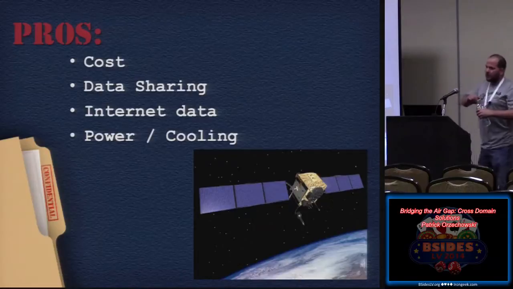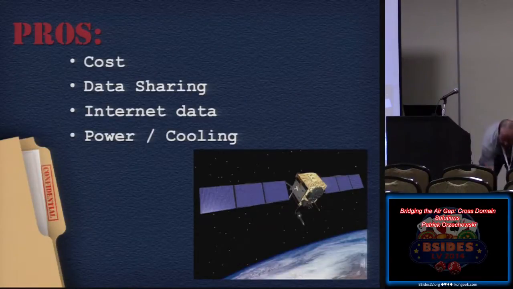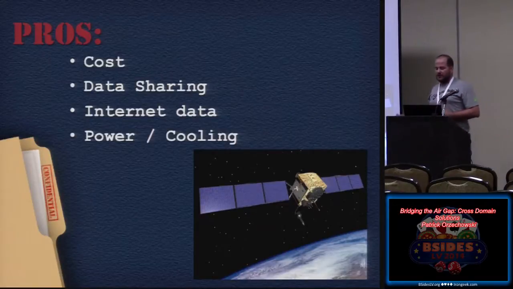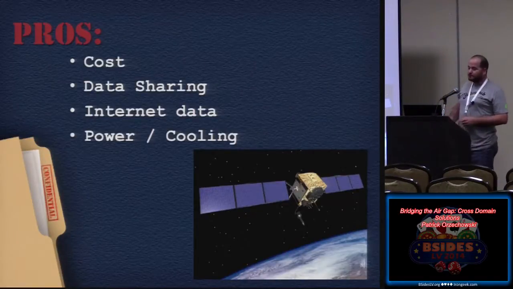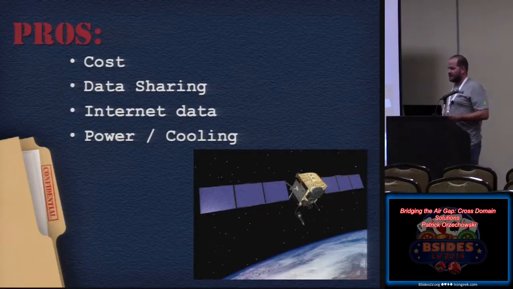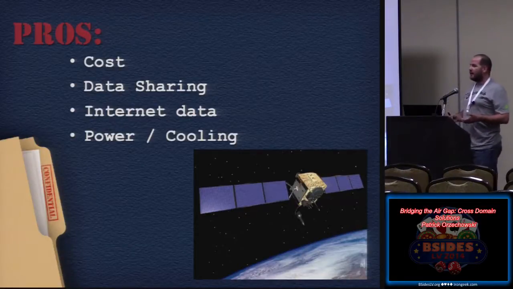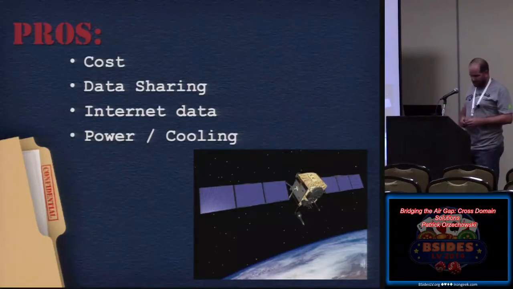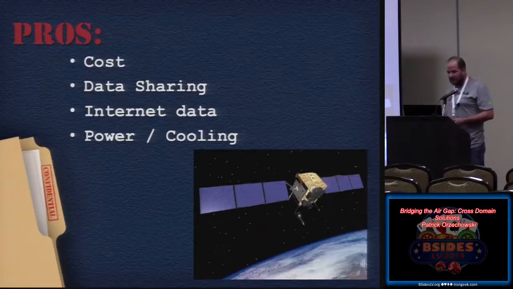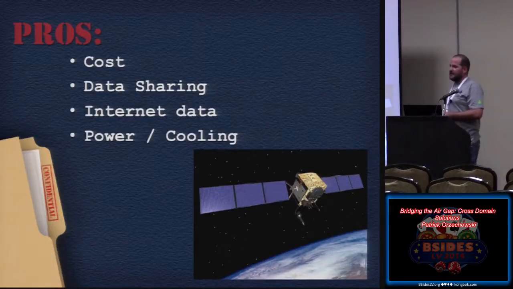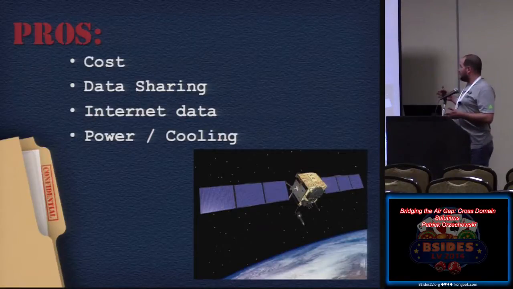So some pros: cost, right? You don't have to pay the guy to burn CDs and transfer data between your classification domains anymore. Data sharing: you can share data between classification domains, between agencies on a more quicker basis, make it more available. Internet data: you can pull data from the internet into your classified systems without actually worrying about data reversing out.